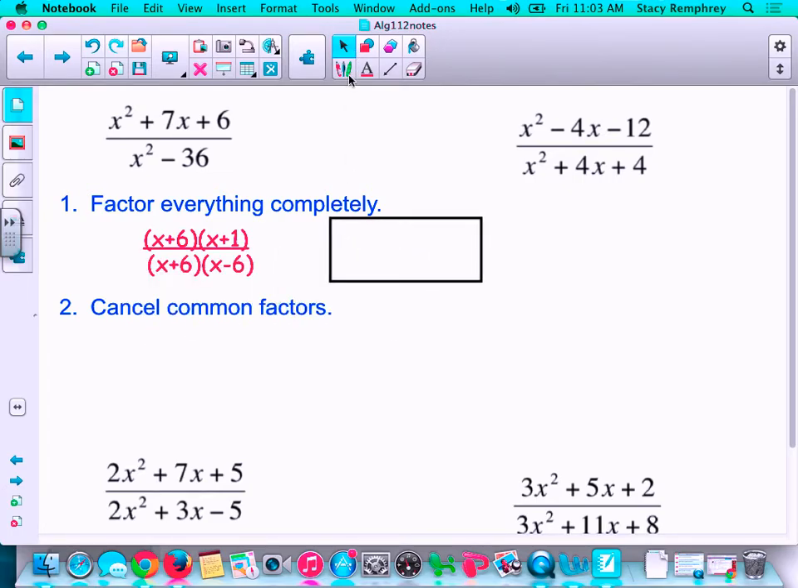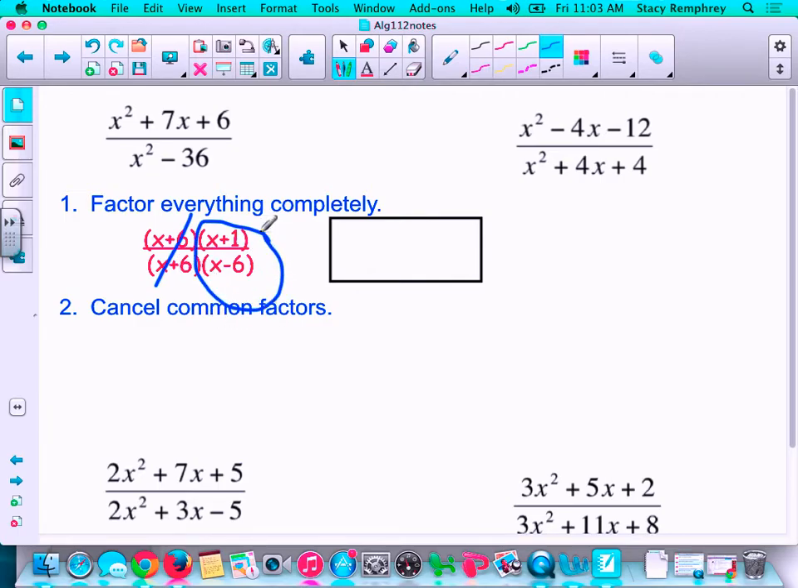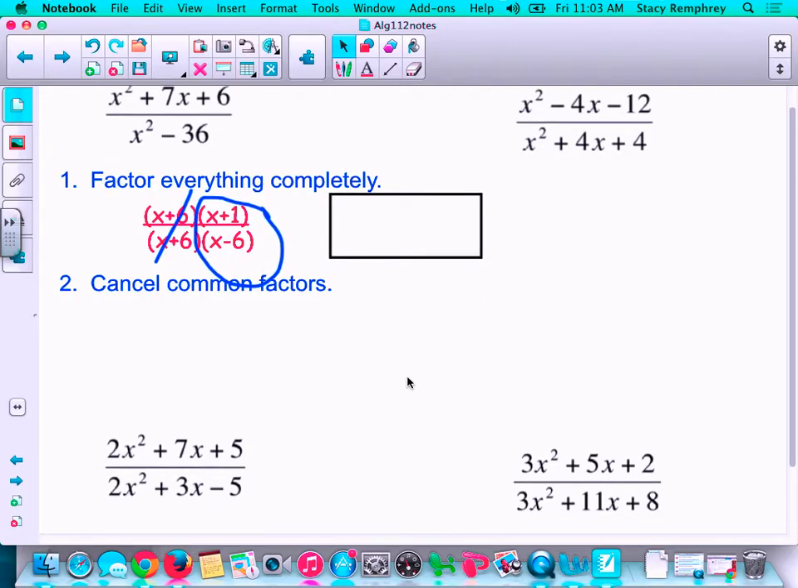So after you factor everything completely, it's just like the problems you did before. Here are my factors, x plus 6 and x plus 1. Here are my factors for the denominator, x plus 6, x minus 6. What do they have in common? Cancel it. So my answer is x plus 1 over x minus 6. I'd like you to push pause. I'd like you to try these other 3. So factor them completely and then cancel their like terms. So push pause now.